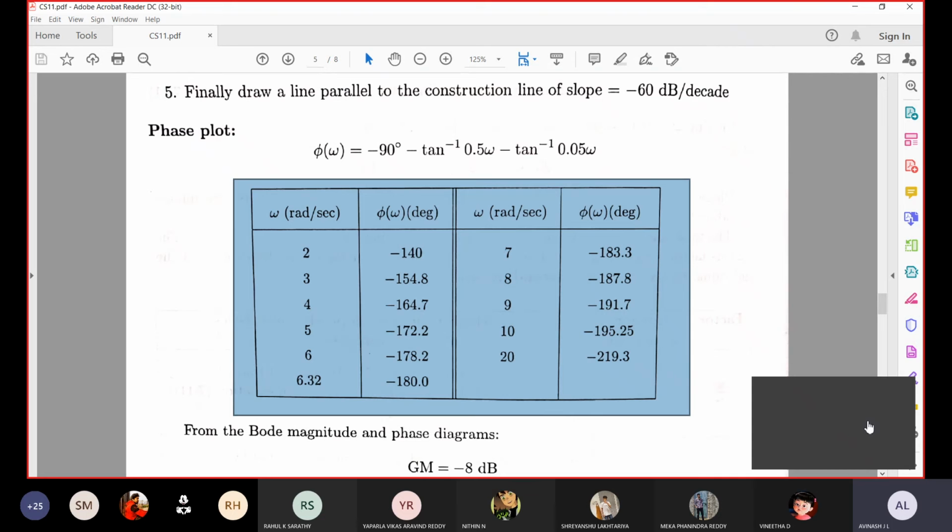So complete the particular table. You need to calculate the values in the table and you need to verify the values.